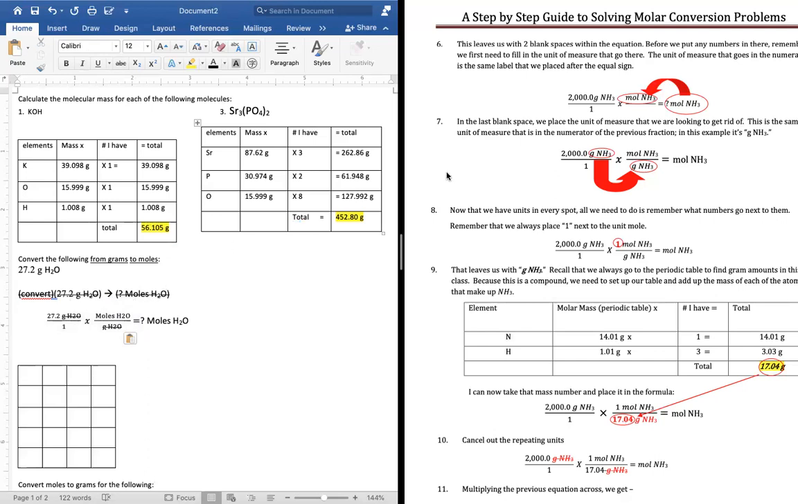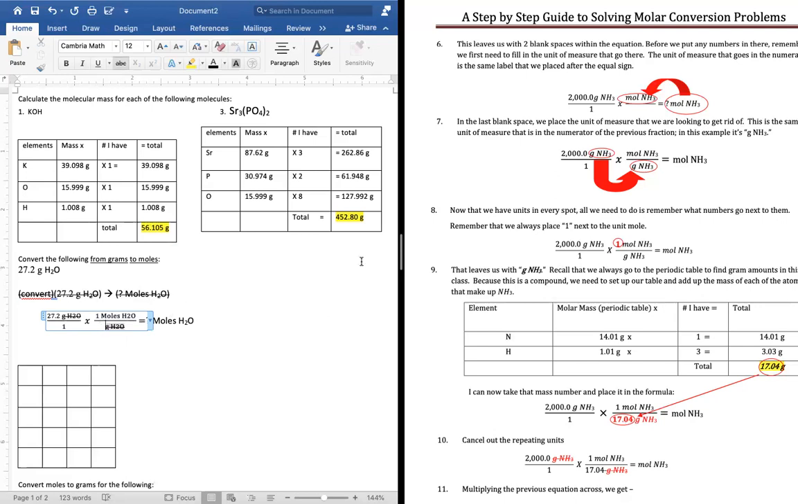So we go on to step number 8. So remember, the unit mole always gets a number 1 placed next to it. So I look into my equation and I find where my mole is. So here's my mole in this equation. That means I'm going to put the number 1 next to it. So there's number 1. Look at that. Now all of a sudden I have almost the entire equation done. I just need a single number here.